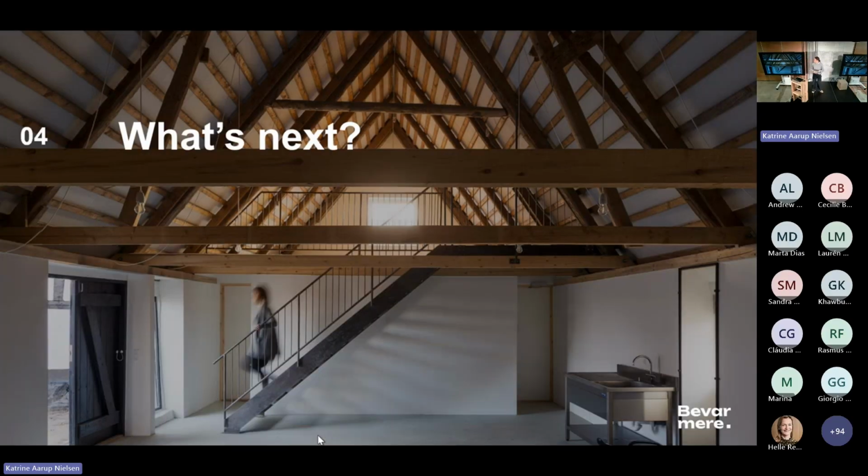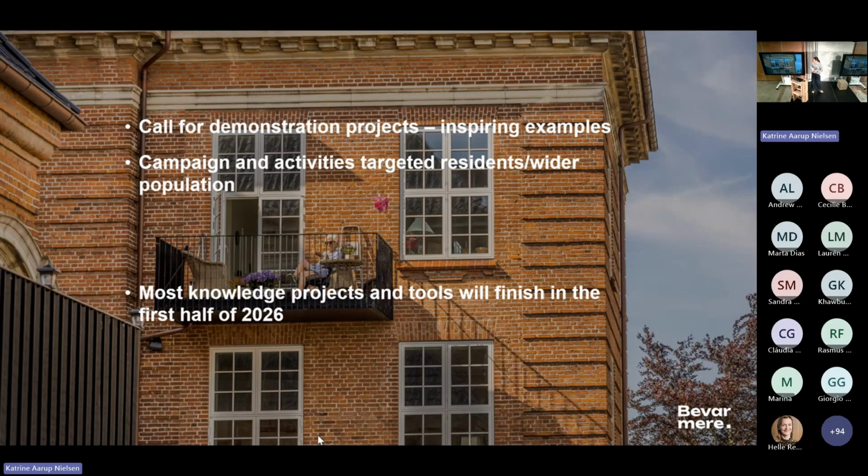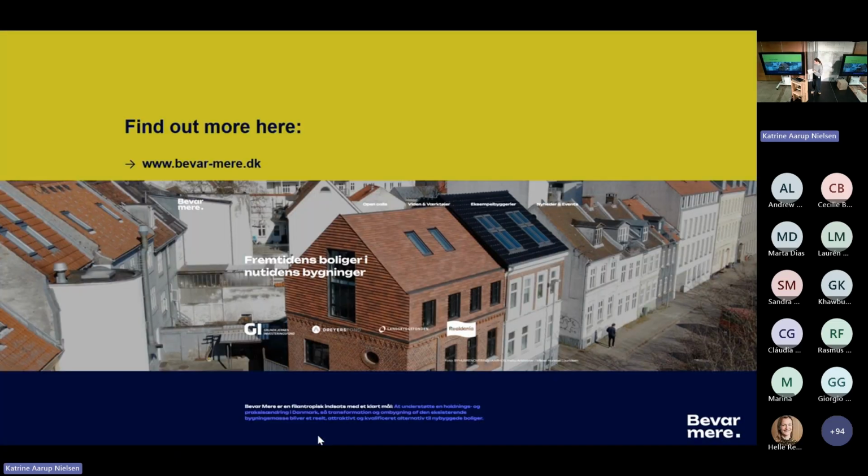Speaking of going forward, what is next? We have a call for demonstration projects. So in the next years, we will be gaining a lot of experience, a lot of knowledge from new transformation projects. And we also have campaign activities targeted at the wider general population. And then, as I said, most of our knowledge projects and tools will be finished in the first half of 2026. So obviously, it's a Danish initiative.